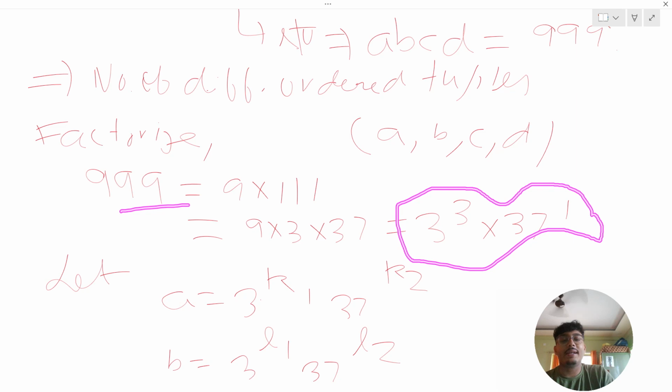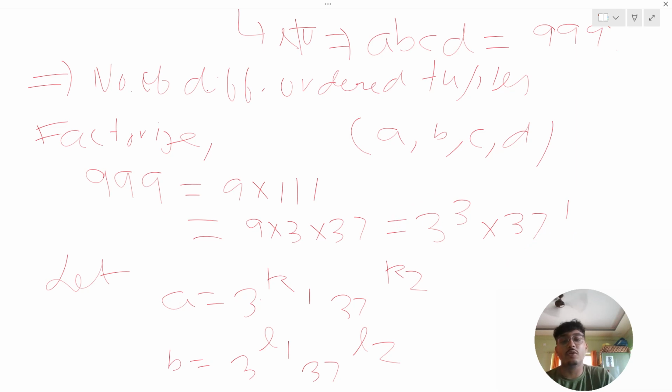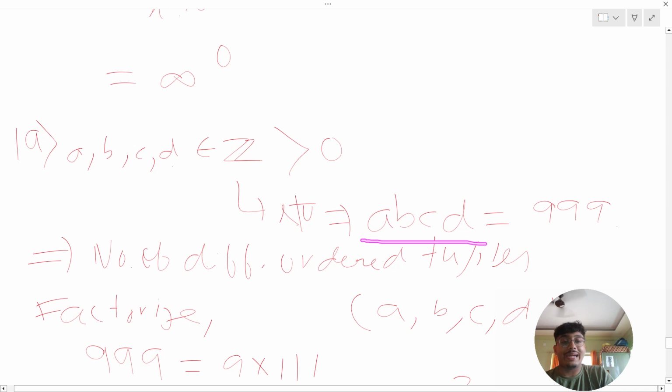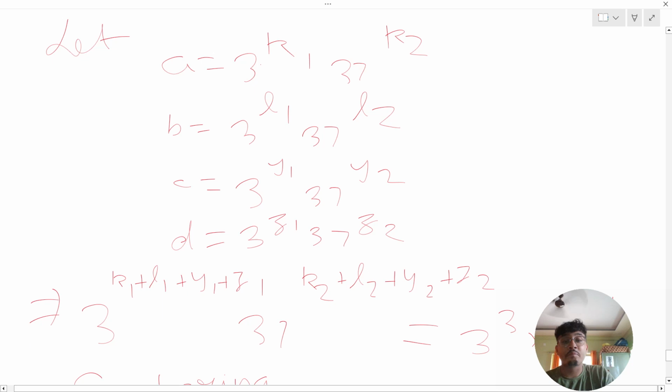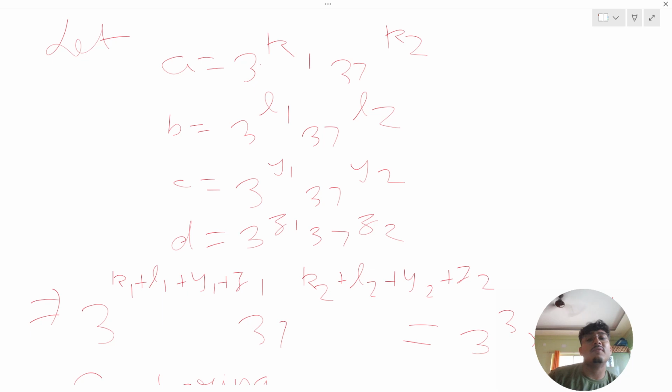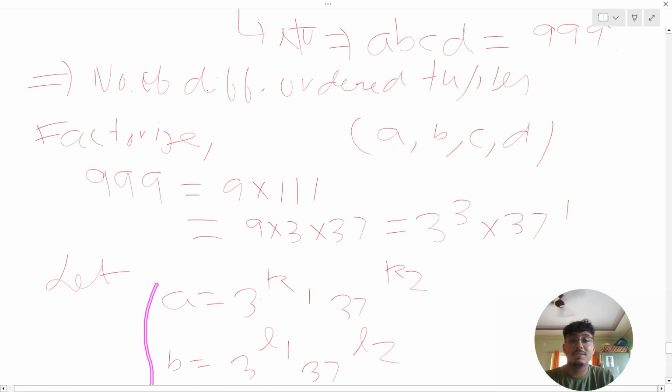Like you see 999, it has ultimately come down to 3 cube into 37 to the power 1. Now, I take each of these integers to be of the form A equals 3 to the power k1 into 37 to the power k2. B equals 3 to the power L1 into 37 to the power L2. C equals 3 to the power Y1 into 37 to the power Y2. D equals 3 to the power Z1 into 37 to the power Z2. My motive here is to convert this problem to a number of solutions problem from permutation and combination. I multiply these numbers as given in the question: A, B, C, D equals 999.